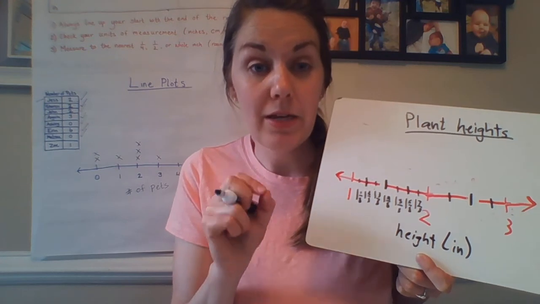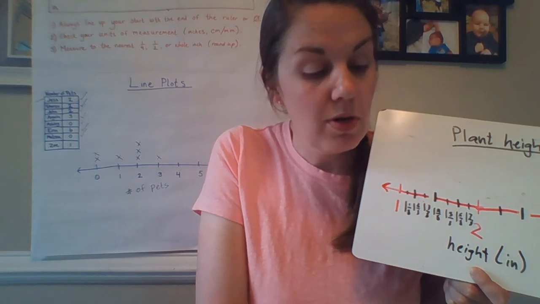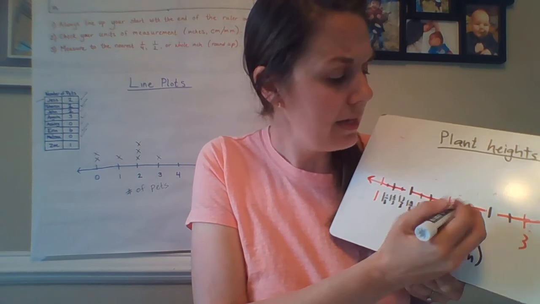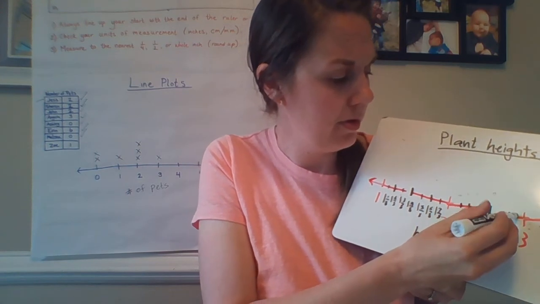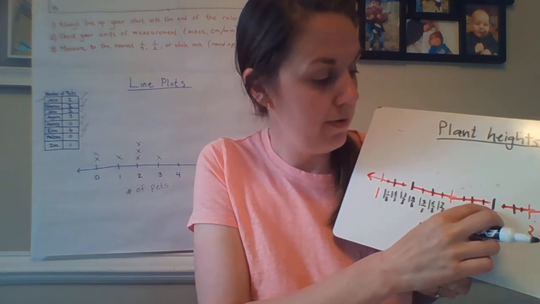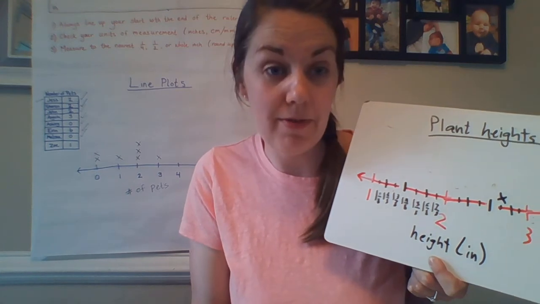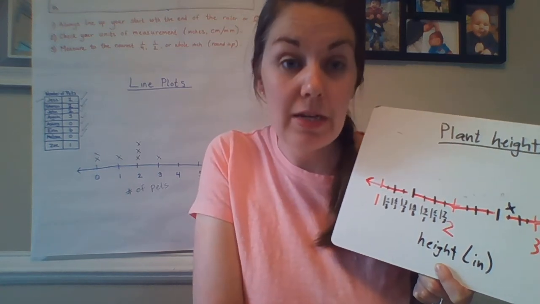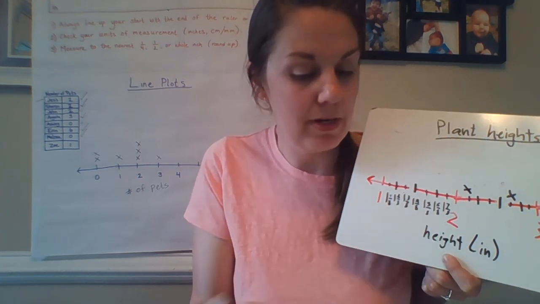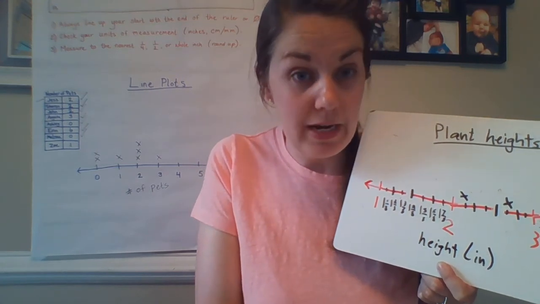From there, you're going to go through your table. The first number that I see is 2 and 5/8. So if I were to find that here, I would have 2, and 1, 2, 3, 4, 5/8. I would draw an X above the line for 2 and 5/8. Then I would go to the next one in the table, which says 2 and 1/8. Draw an X above that one, and so on and so on until you've gone through all of the data in your set.